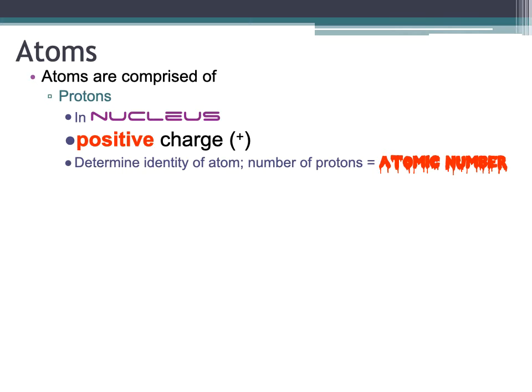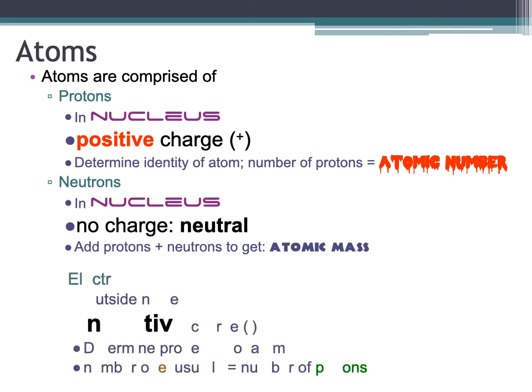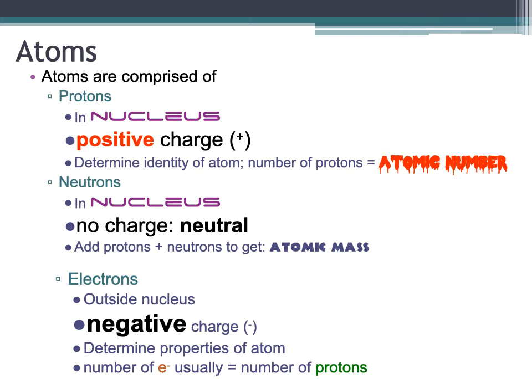Atoms are comprised of protons, which are found in the nucleus and carry a positive charge. V for positive, P for proton. They identify the identity of the atom, and they also give the atomic number. Neutrons are found also in the nucleus. They have no charge. You add protons and neutrons to get something called the atomic mass.